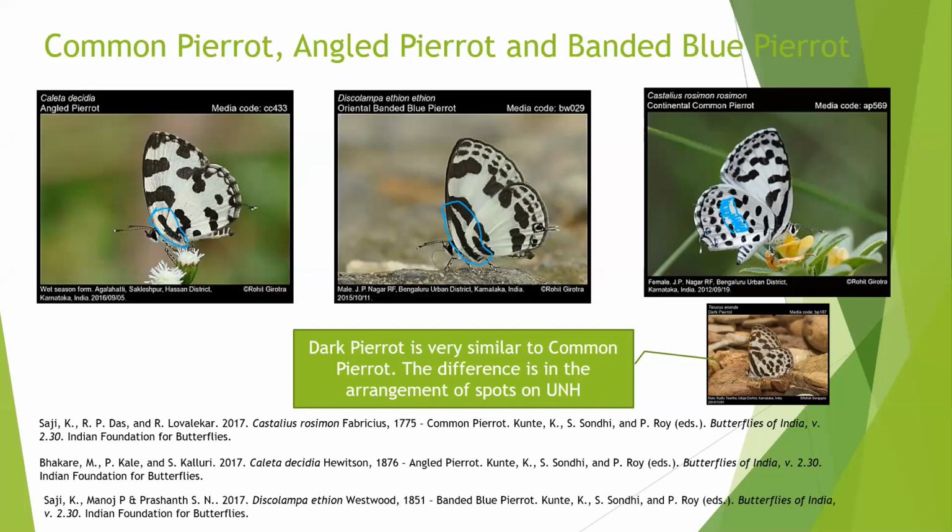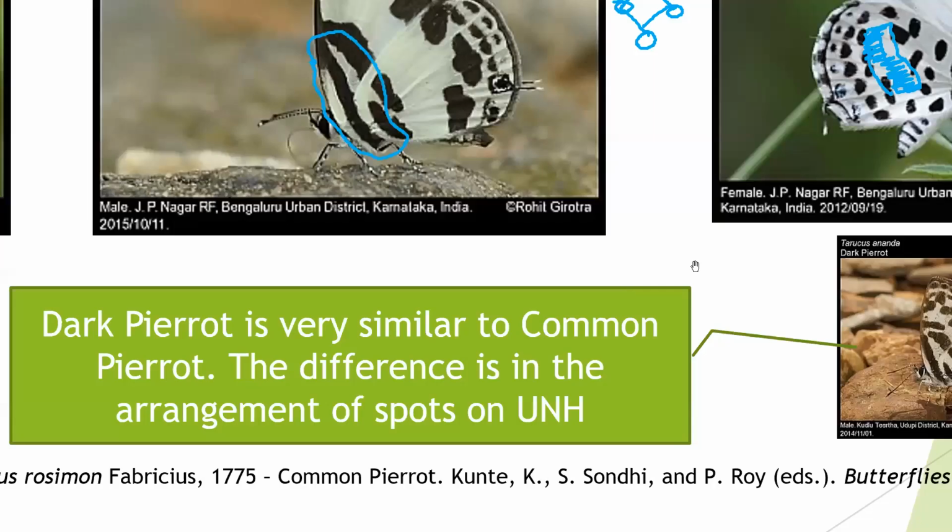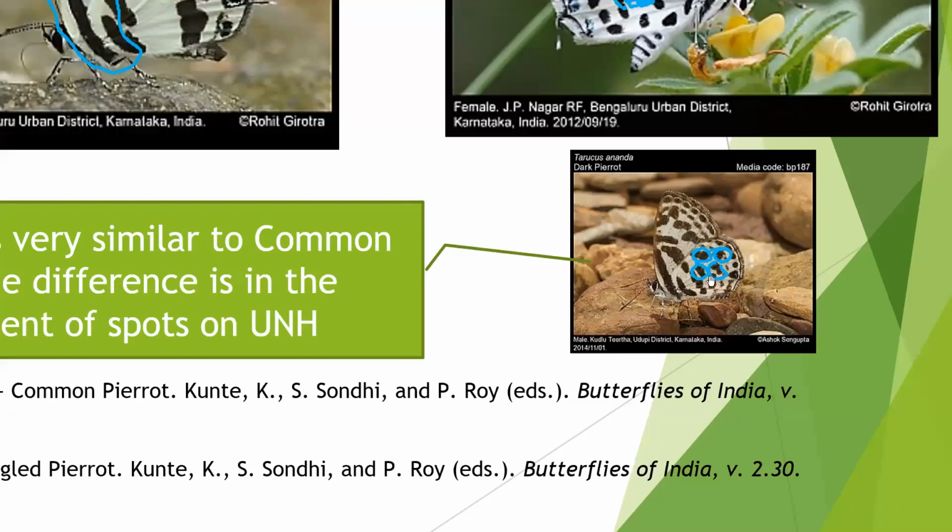But in the case of a dark Pierrot, I've given a small image, of course, there are four spots which are arranged this way in the hind wing. This is the arrangement of the spots. If I increase the image size, you can see that these four spots form a very regular pattern. There is no road. The road is missing.